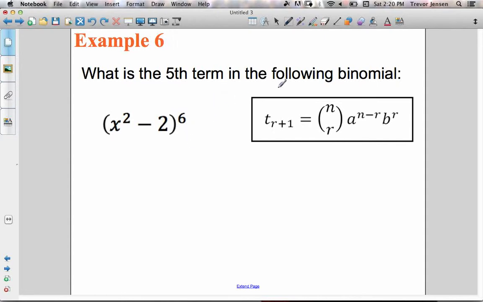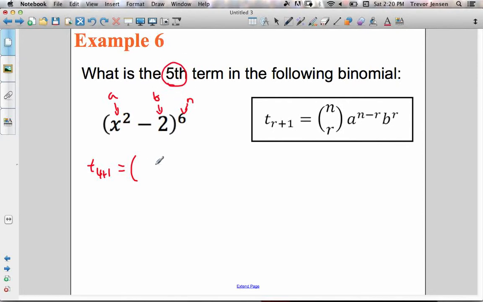So, what is the fifth term in the following binomial? Using this form, if we want the fifth term, remember the r value is always 1 less than the term number. So I want the fifth term, I need to plug in 4 for r. So term 4 plus 1, that equals 5, so that's term 5. Here's my n, here's my a, here's my b.